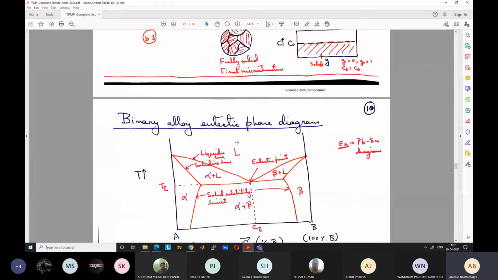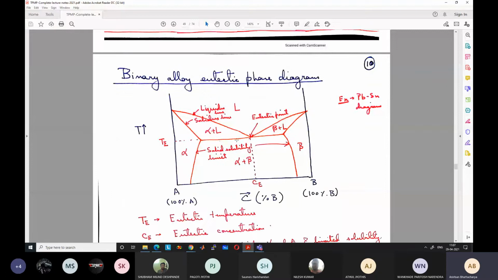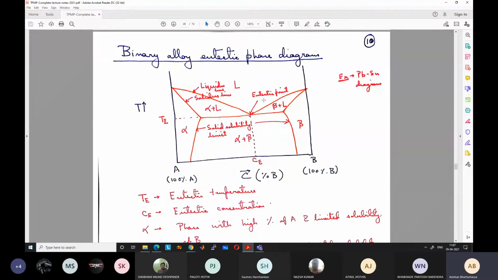And then we went to binary alloy eutectic phase diagrams, which were more complicated. This type of phase diagram is present when the metallic components are not fully soluble in each other. They are soluble up to a certain percentage, say 10% or 15%. After that, they are no longer soluble.